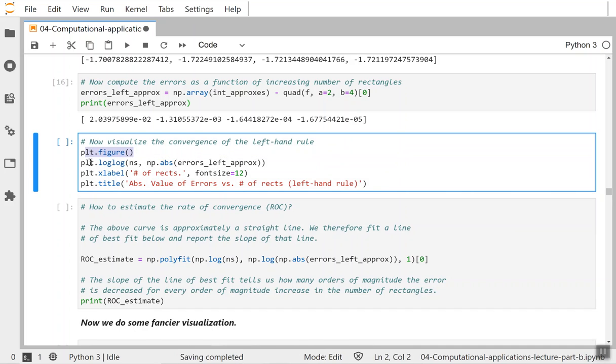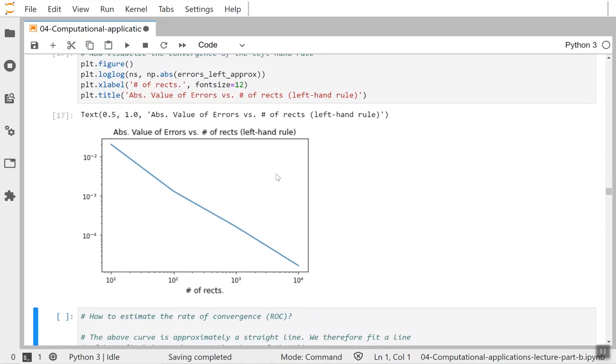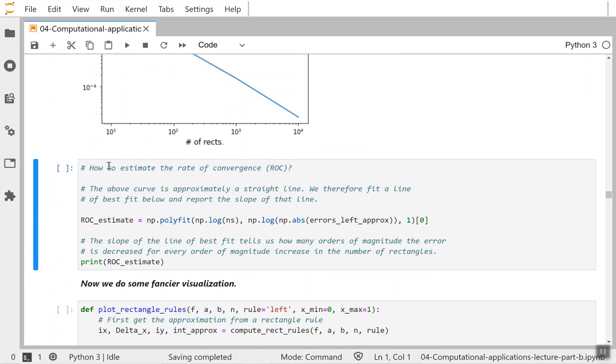So now we visualize the convergence of the left-hand rule. I create a figure. I use a log-log plot because I used a log scale for the n's. And you have to use the absolute value of the errors because some of these are negative. A log-log plot is going to take a log of these values, and you're not allowed to take logarithms of negative values. So you take the absolute value of the errors, and then when I plot this, you see something that looks like a straight line, and you could imagine that you'd want to estimate a slope of this line.